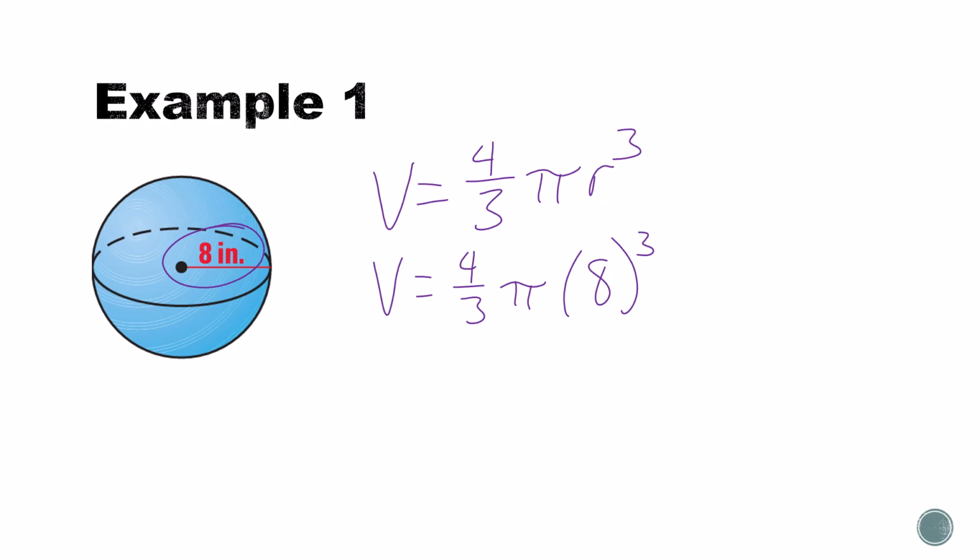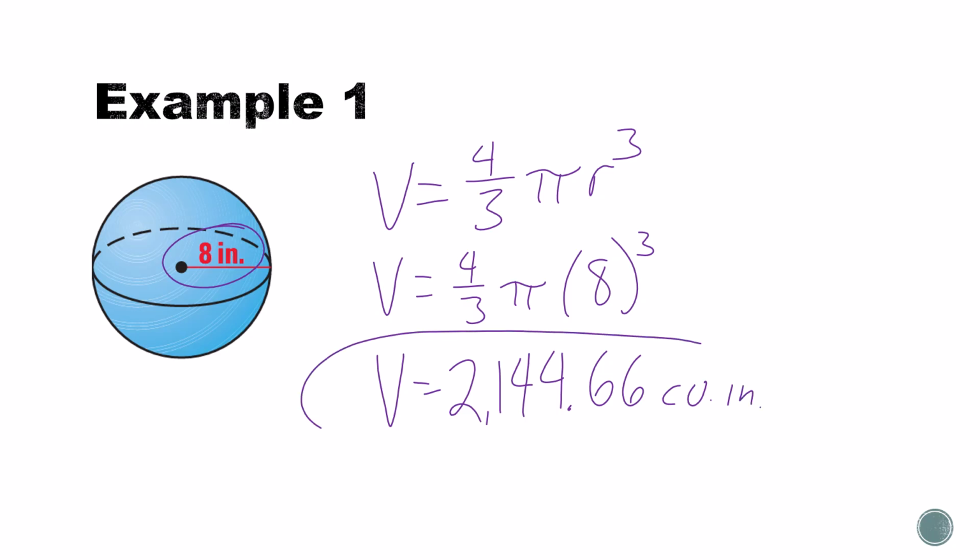So 4/3 times pi times 8 to the 3rd power, which gives us 2,144 and 66 hundredths, and we're going to use cubic inches for our units.